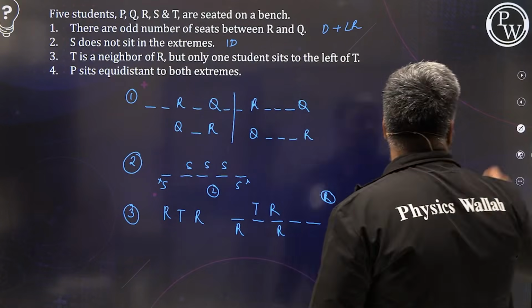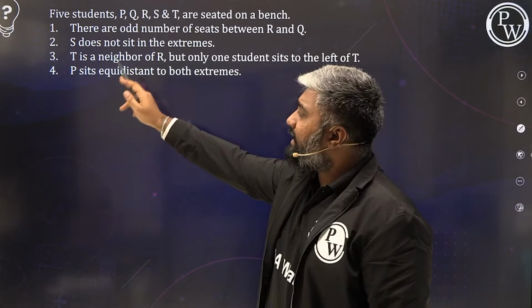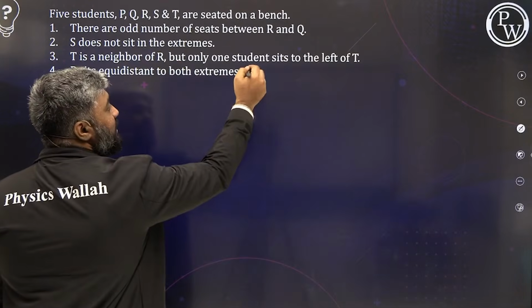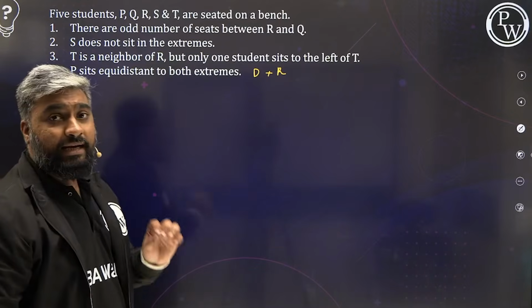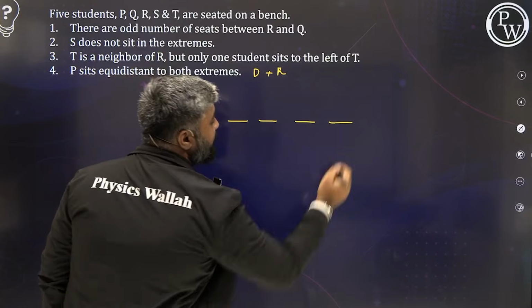However, have a look at the fourth clue. What is the fourth clue telling us? T sits equidistant to both extremes. Now, this is a direct and a relevant clue. Direct and a relevant one. Why? Look at this. 1, 2, 3, 4, 5 seats.